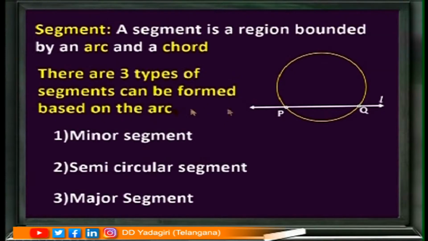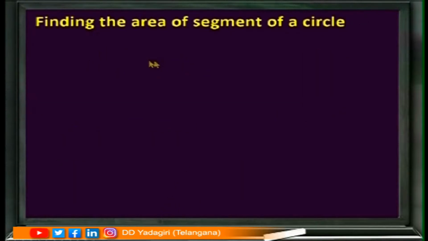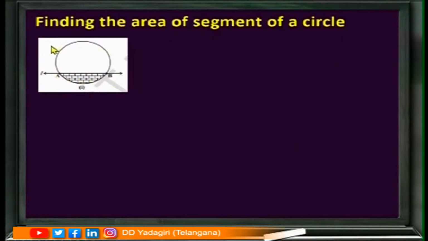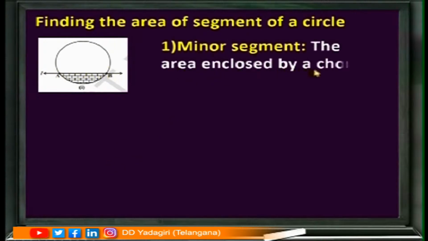There are three types of segments that can be formed. One is a minor segment, one is a semicircular segment, and one is a major segment. Now let us see how to find the area of segment of a circle. See this figure now, circle and a secant. So what is a minor segment? The area enclosed by a chord and a minor arc is called minor segment.